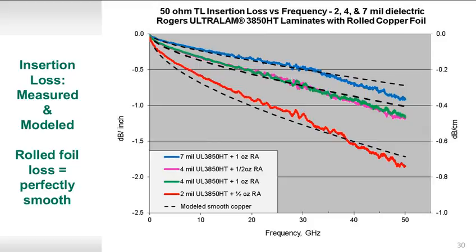The performance of the rolled foil we find to be quite intriguing, so we've looked at that in a number of different ways. In this case, we're now looking at 2 mil, 2 samples of 4 mil, and a 7 mil laminate. These are all on the UltraLam 3850 LCP material. And again, you can see what we calculate for absolutely smooth foil, for the 3 different thickness values, fits the data quite well.